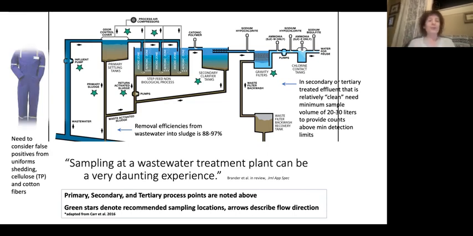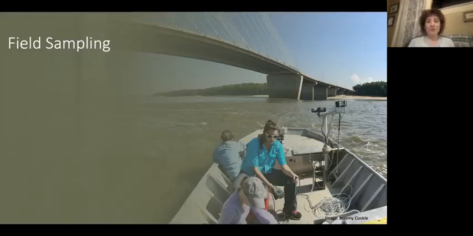And then of course, you also need to consider false positives from uniform shedding. I know that talking to collaborators at the Seattle Aquarium, they ended up changing their uniforms because they found that their uniforms were shedding a lot of fibers into water. And the reason they found this out is that they started studying microplastics in otter scat in the otters at the Seattle Aquarium. So just things that you would never think about unless you were trying to measure how many microplastics were in something.